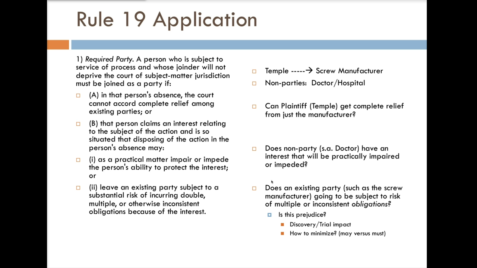Now that's really important that they satisfy Rule 14, because Rule 14 is optional, so it's up to them. Whereas under Rule 19, if you say they're a Rule 19a party and you can't join them because of SMJ, then you might have to dismiss the whole case. So what we're really asking is it fair to dismiss the whole case when the screw manufacturer easily could have protected their own interests by simply impleading under Rule 14 one of these other parties?